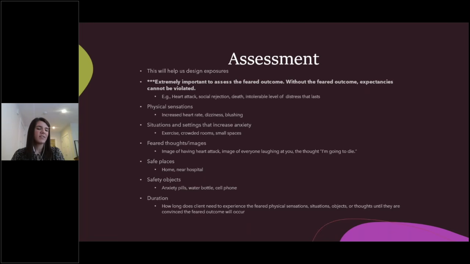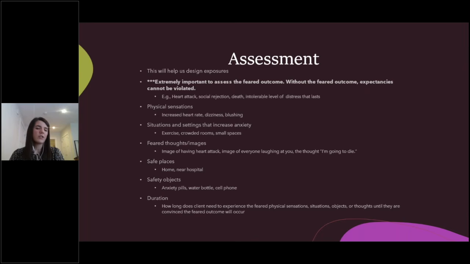Safe places could be home, or near the hospital. Could be things like driving on local roads instead of the freeway, or driving a certain way to work. Safety objects, which are those safety signals that I talked about previously. So anxiety medication, a water bottle, a cell phone for social situations to always look like you're busy.